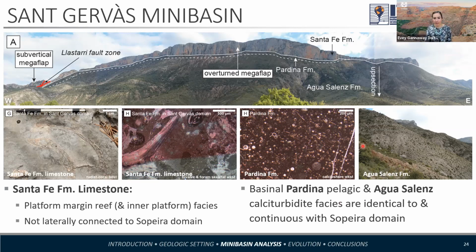The Pardina and Agua Salenz formations basically look the same. They're essentially identical. They're continuous with that Sopera mini basin, but again, remember that the Agua Salenz here is really expanded. So in other words, the entire platform here has been flooded by that post-rift transgression at this point to give us these basinal facies of the Pardina and Agua Salenz.